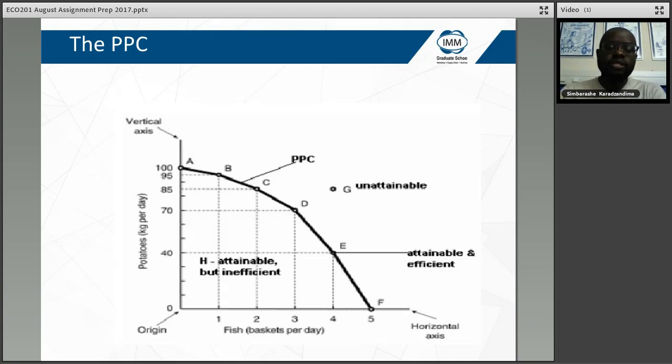When you also look at the PPC, it is important to note that a PPC is concave in shape. That shape is important because that is what explains the increasing opportunity cost as we go down the PPC. As we move from point A to point B to point C, we are transferring resources from the production of potatoes to the production of fish. As we go down this PPC, our resources become more suitable in the production of fish.